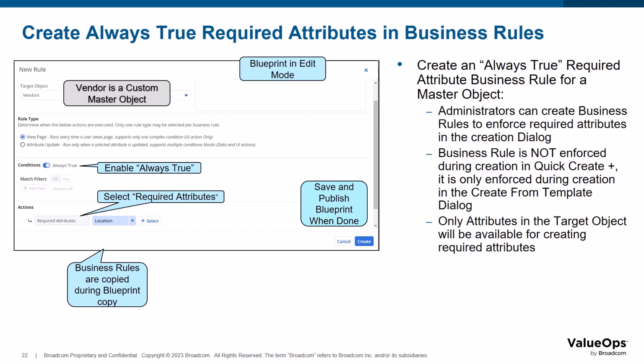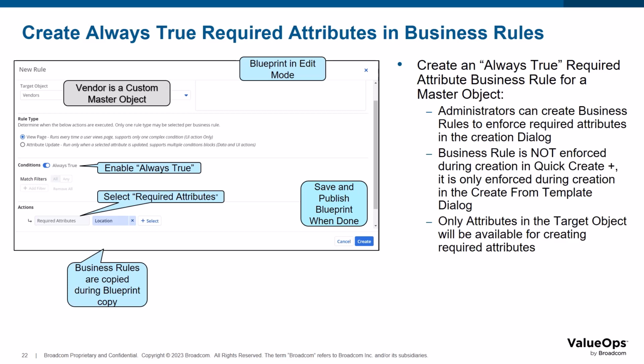In Blueprints, we now have the capability where you can create always true required attribute business roles for custom master objects and for the objective objects, but we don't have that support for the agreement object. Like other objects that have this support today, those always true required business roles will be enforced in the create dialog, and they're not enforced during the quick create plus.